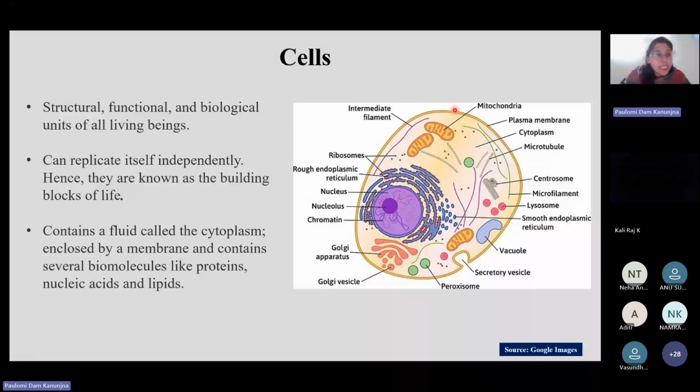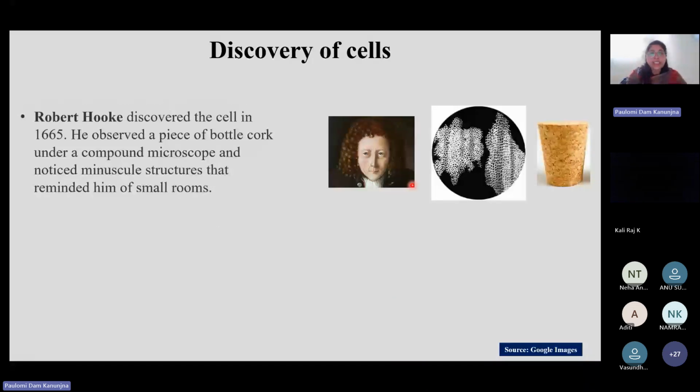Who discovered these cells? How do we know about these cells? As you would remember in the lecture notes also, the professor mentioned the scientists who are bestowed with the discovery of the cells, right? We have Robert Hooke, who discovered the cell way back in 1665, and he observed a piece of bottle cork under a microscope, and then he noticed these kinds of structures, right? Small rooms. That's how he named them cells, right? And then we also have A.V.